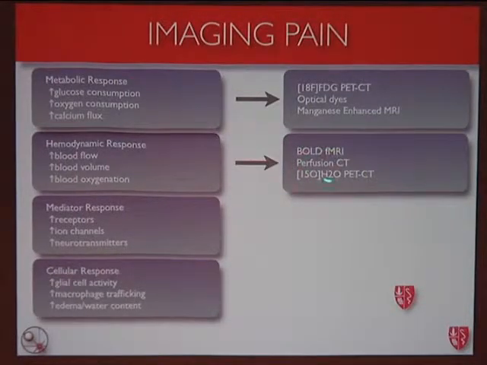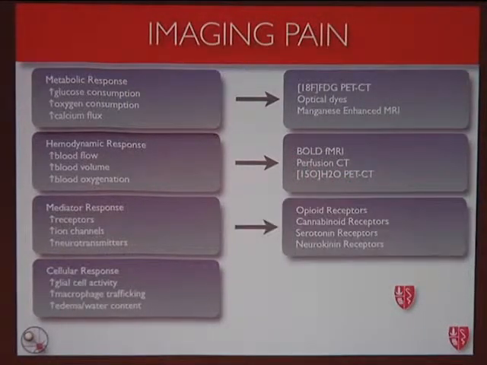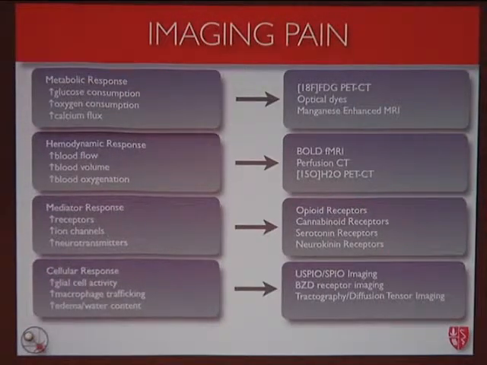Hemodynamic response, of course, BOLD fMRI does that. There's also O15 water PET that does that, looking at blood flow. There are a variety of mediators that we can look at, and I'll talk about one of them. But opioid receptors, cannabinoid receptors, serotonin receptors, neurokinin receptors, there are now radioligands available for all of these receptors. But none of them are being applied directly to pain just yet.